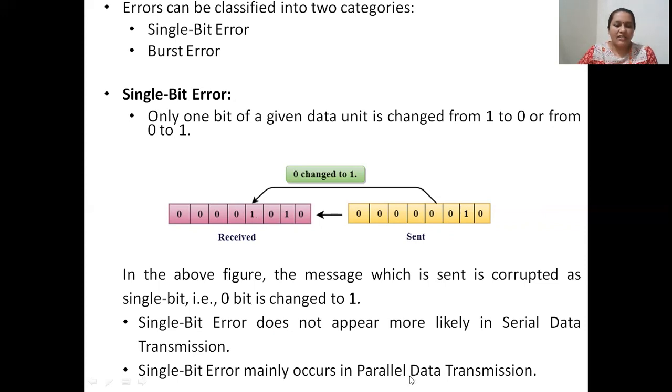So these kinds of single bit errors are not very likely in serial data transmission, but they are more likely in parallel data transmission. Serial data transmission means the data in the data unit will be sent one bit at a time, one after the other. Whereas parallel data transmission means all the bits of the data unit are sent at one shot, parallelly at the same time.